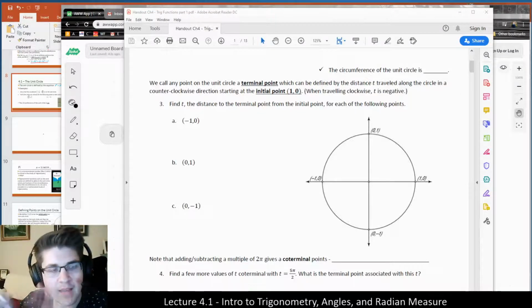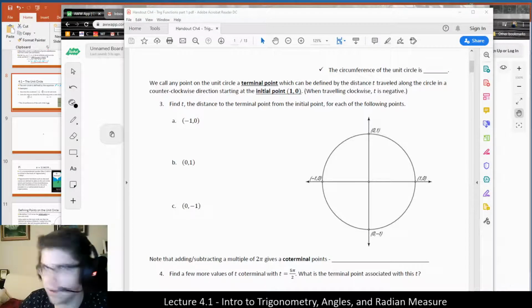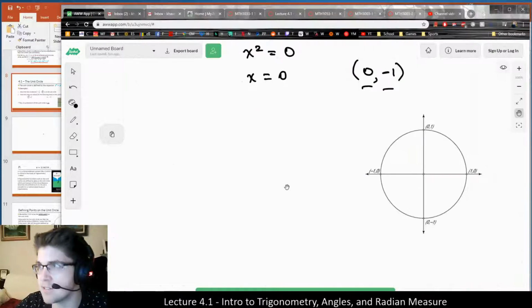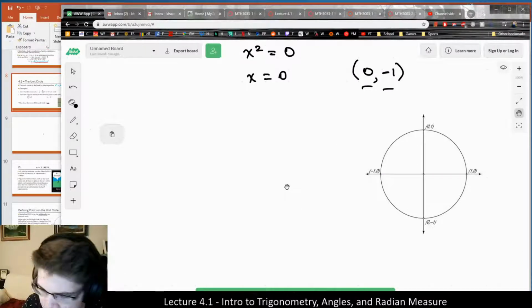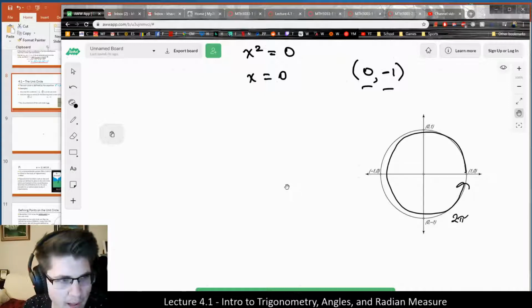So next up, let's practice and discuss, for example, between the initial point of (1, 0) and the terminal point of (0, 1), how far apart are they? A key property of the unit circle is the fact that its circumference is 2 pi, meaning the distance all the way around. So say the ant was to go all the way around and do one complete circle, that distance would be exactly 2 pi.